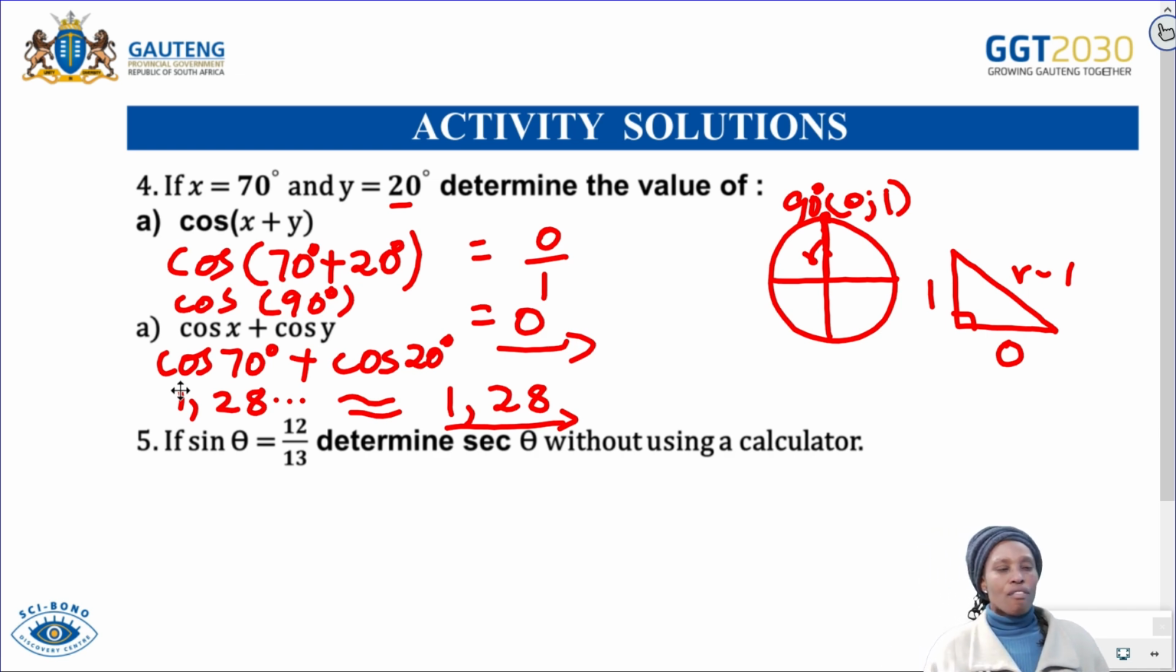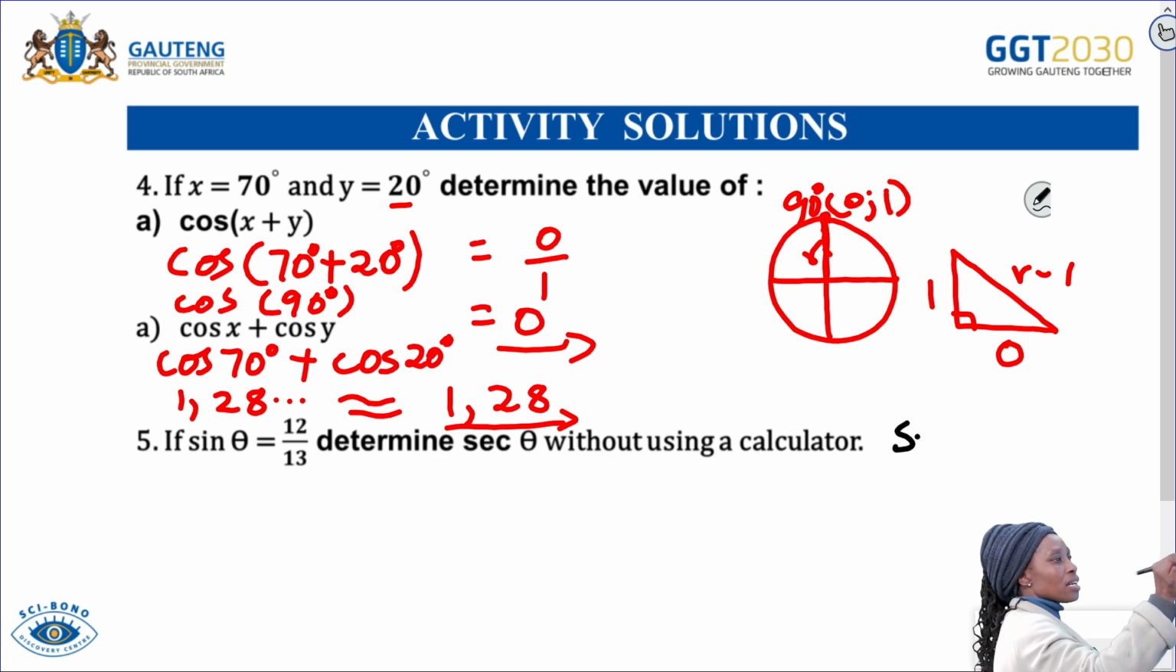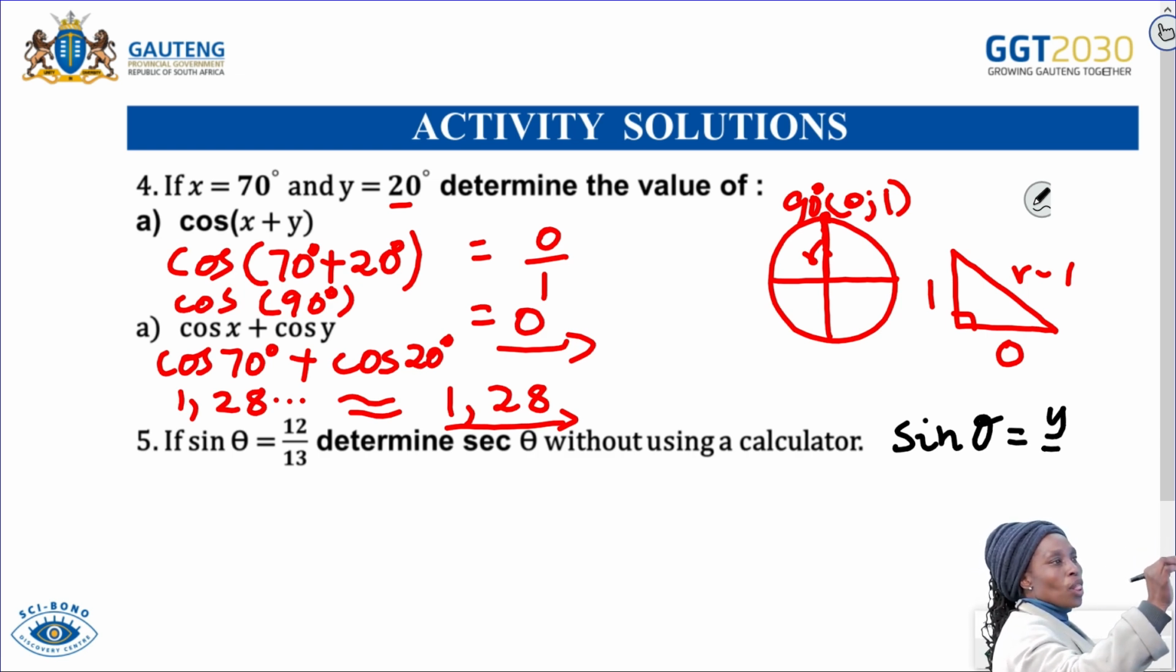Moving on to question 5. They say, if sine theta is equal to 12 over 13, determine sec theta without using a calculator. Meaning here I must find out from this ratio what is given so that I can be able to draw my triangle and identify the correct quadrant. Because I'm having sine as a positive value, which is my sine theta, which is y over r.